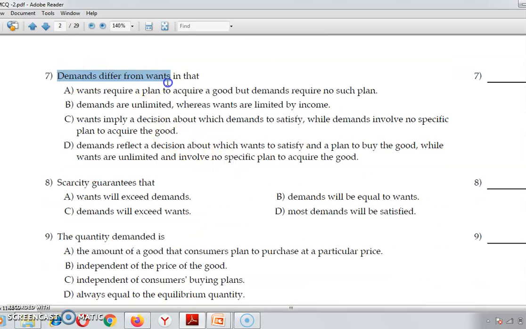7 नम्बरमा जाउँ हामी, demands differ from wants in that wants require a plan to acquire a good, but demands require no such plan. Demands are unlimited, whereas wants are limited by income. Wants imply a decision about which demands to satisfy, while demands involve no specific plan to acquire the good. Demands reflect a decision about which wants to satisfy and a plan to buy the good, while wants are unlimited and involve no specific plan to acquire the good.